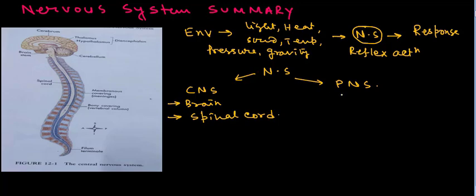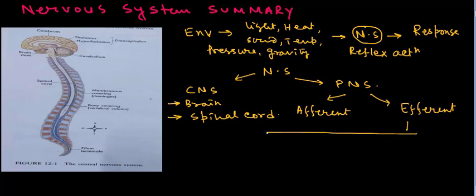So the peripheral nervous system is usually of two types. One is the afferent and another is efferent. The afferent nervous system carries the information towards the central nervous system, and the efferent nervous system carries the information from the central nervous system towards the effector. And the efferent nervous system is again divisible into two parts. One is the somatic nervous system and another is the autonomic nervous system, right?